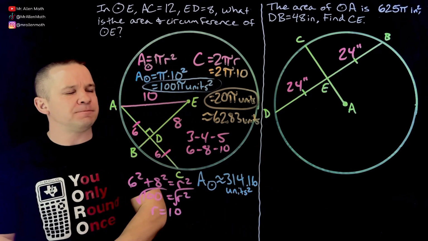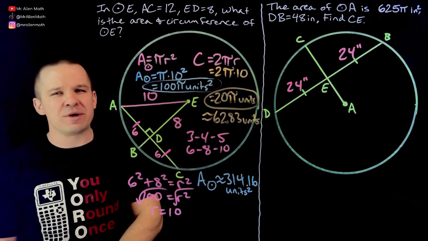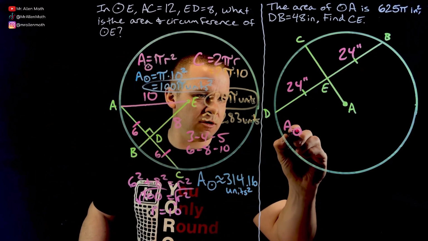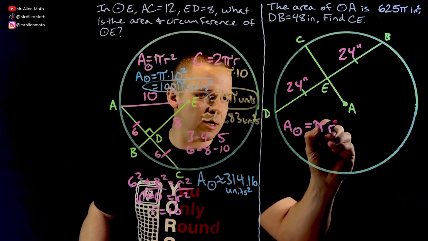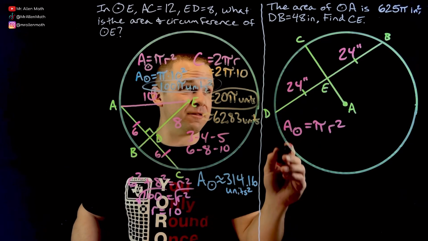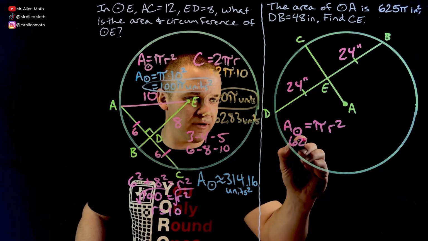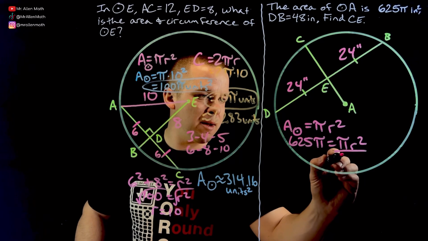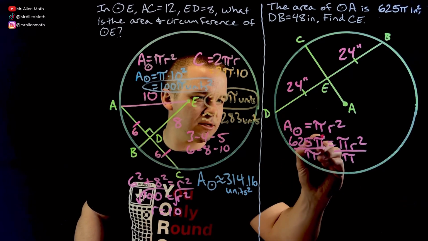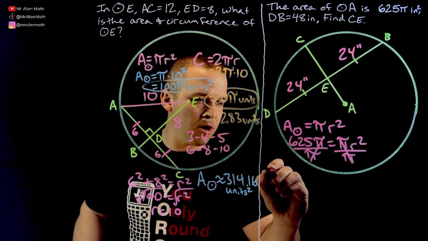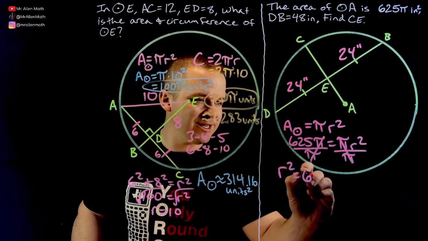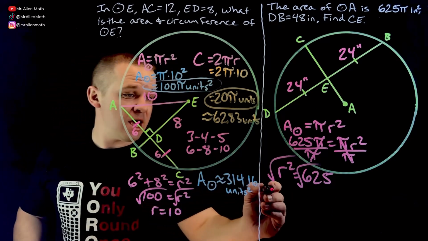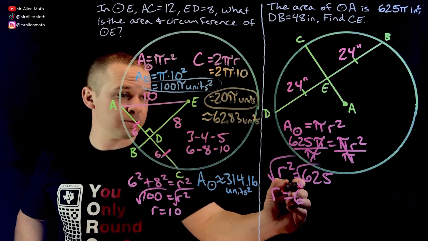Find CE. Well, what can I get from the area? I can get my radius, right? So we got area of the circle equals pi times my radius squared. I know that I have 625, right? 625 pi equals pi r squared. If I divide by pi on both sides, those cancel. I have r squared equals 625. Let's go ahead and square root both of those to solve for my radius. And now I have r equals not 625 anymore.